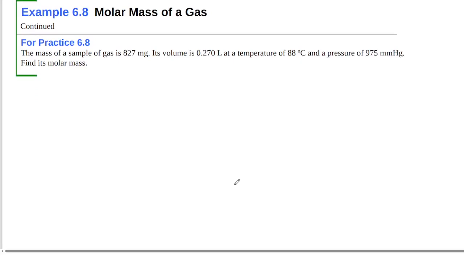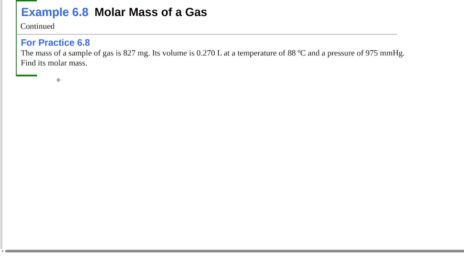Now we'll work the practice problem. Practice 6.8 says, the mass of a sample of gas is 827 milligrams. Its volume is 0.270 liters and temperature is 88 degrees C. The pressure is 975 millimeters of mercury. Find its molar mass. Well, the mass is 827 milligrams, so we've been given that. Now we need to calculate the moles from the ideal gas equation and divide mass by moles.